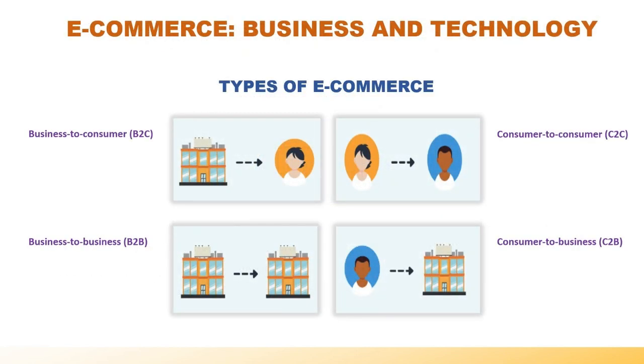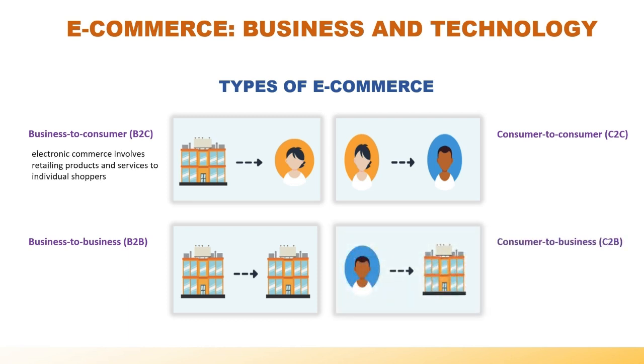E-commerce is a fascinating combination of business models and new information technologies. Let's start with a basic understanding of the types of e-commerce and then describe e-commerce business and revenue models. There are many ways to classify electronic commerce transactions. One is by looking at the nature of the participants in the electronic commerce transactions. There are four types of e-commerce. First, business to consumer. Second, business to business. Third, consumer to consumer. And lastly, consumer to business.